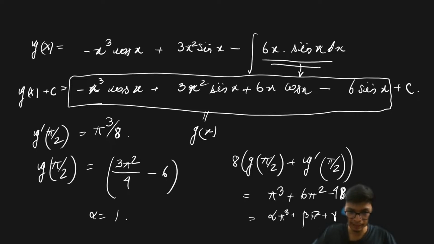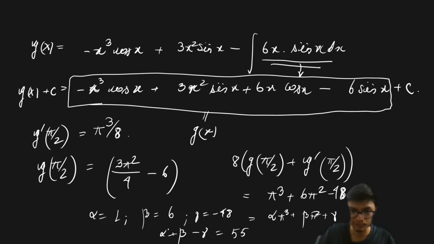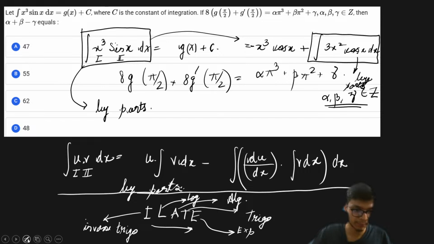So from here you get alpha equal to 1, beta equal to 6, and gamma is going to be minus 48. Therefore the value of alpha plus beta minus gamma is going to be equal to 55. So from here you can see the answer to this particular problem is option number B as the correct answer.